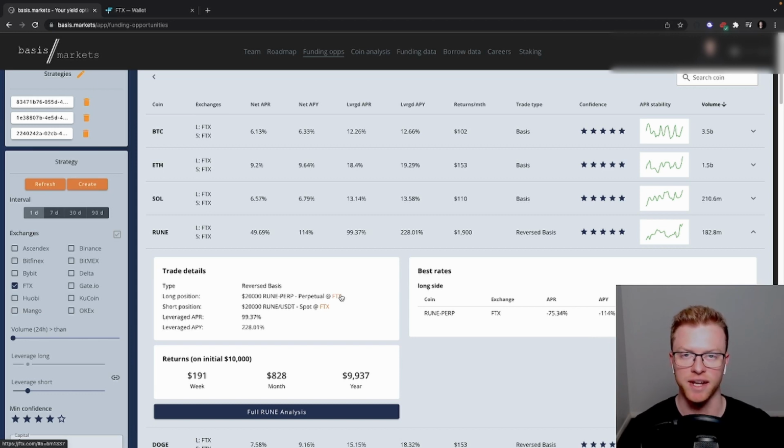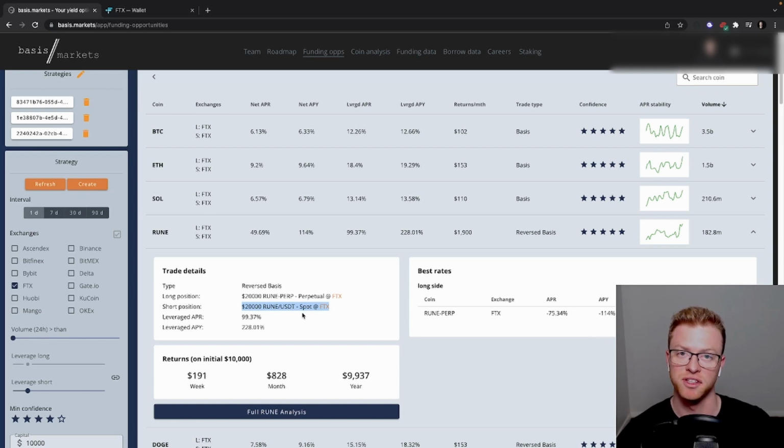So it's a reverse basis trade, meaning that we're on the opposite side of the perp, we're on the long side of the perp rather than the short, to take advantage of the basis. So that would mean that we go long 20,000, so we're on 2x leverage on our $10,000 account, long $20,000 worth of Rune perpetual on FTX, and then we're shorting $20,000 of the spot product.